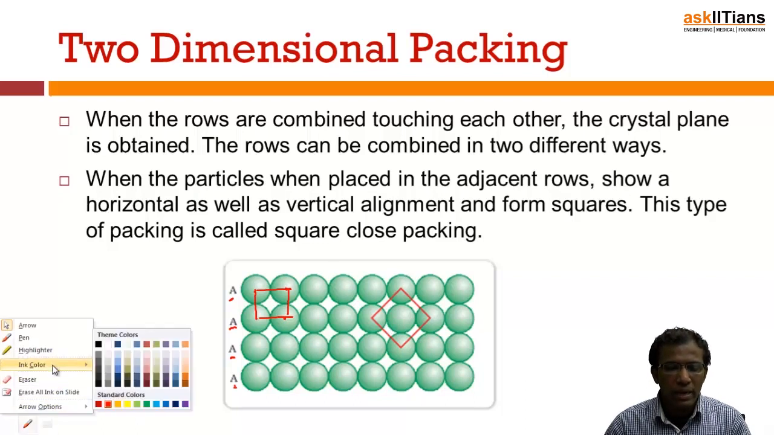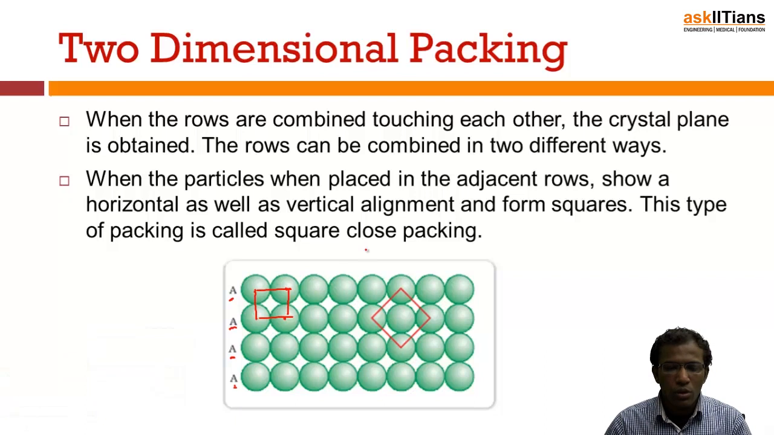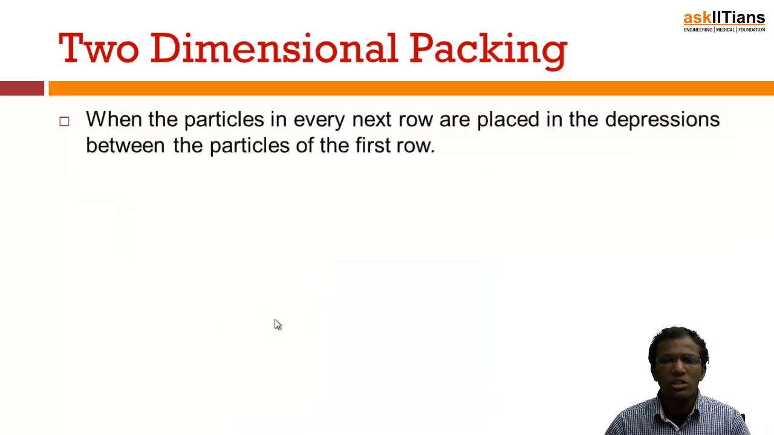Square close packing, which is simple. So you are taking a 1-dimensional row, and you are placing the rows below and above that in an exactly similar manner, and you are getting a square close packing, which is the simplest 2D packing, okay. So let's go to the other 2D packing, which is a bit different and a bit more difficult than this. So 2D packing, the second way of arranging them.